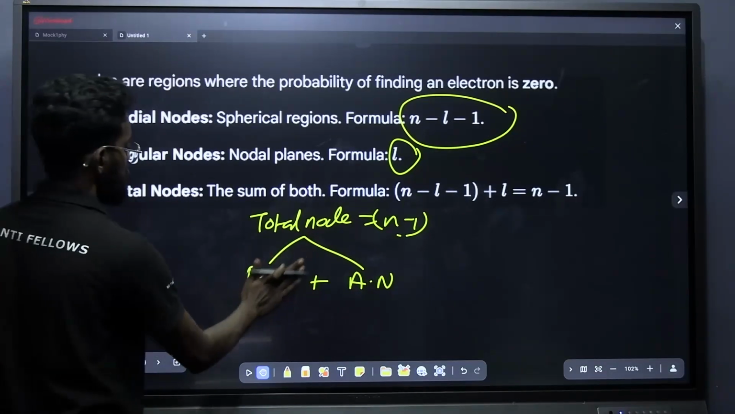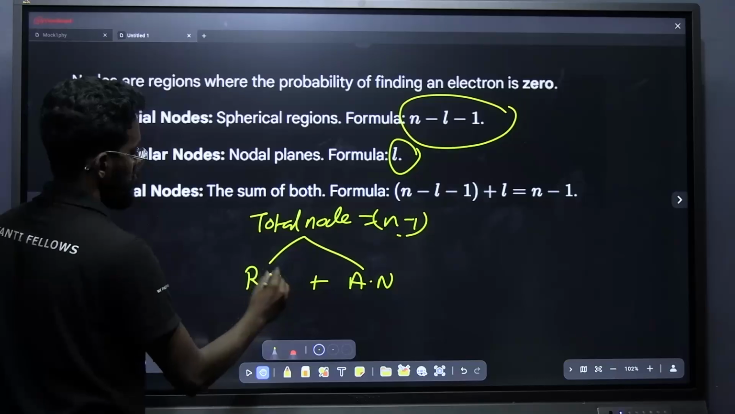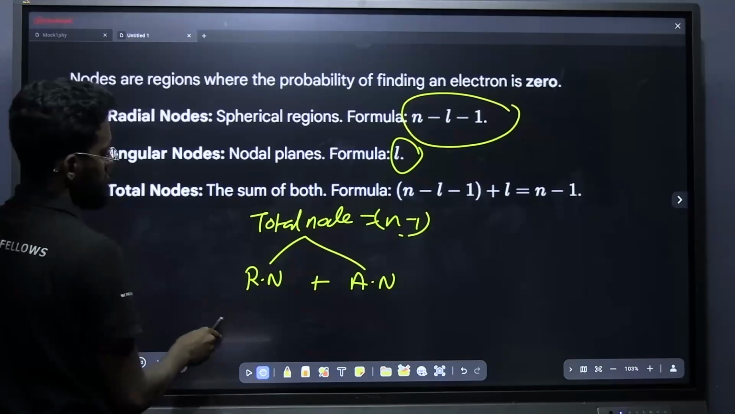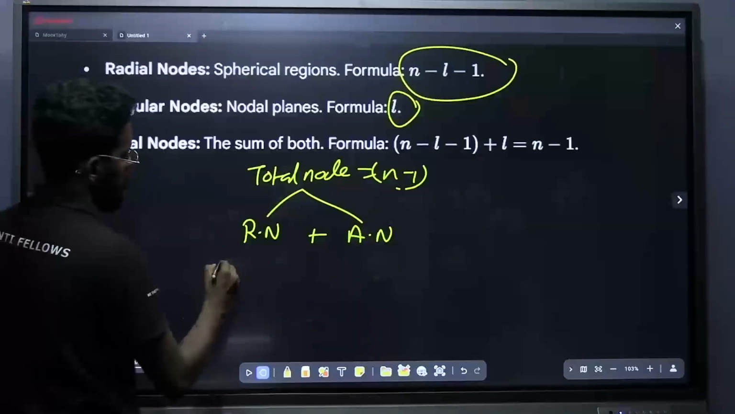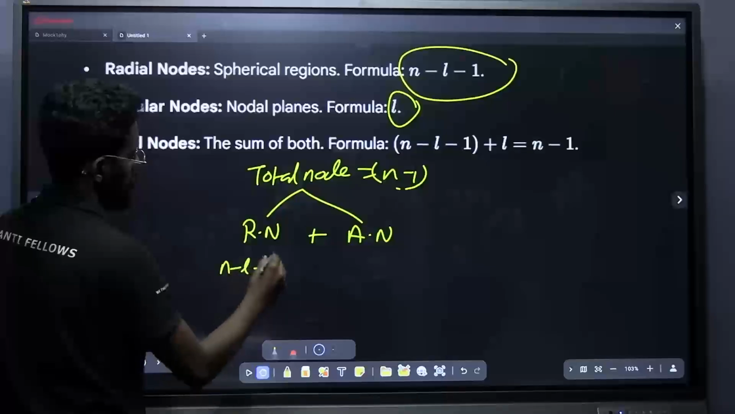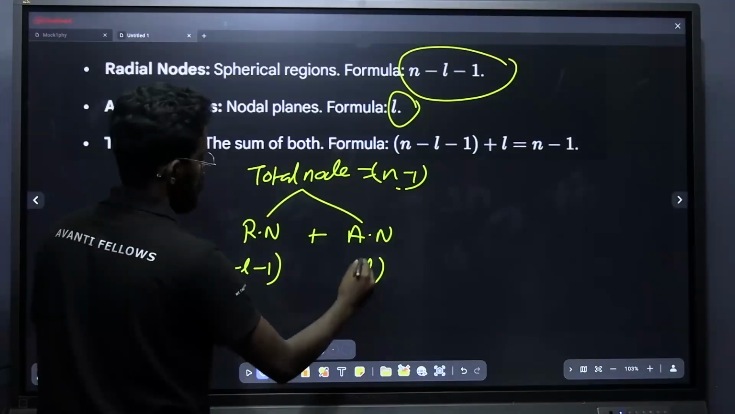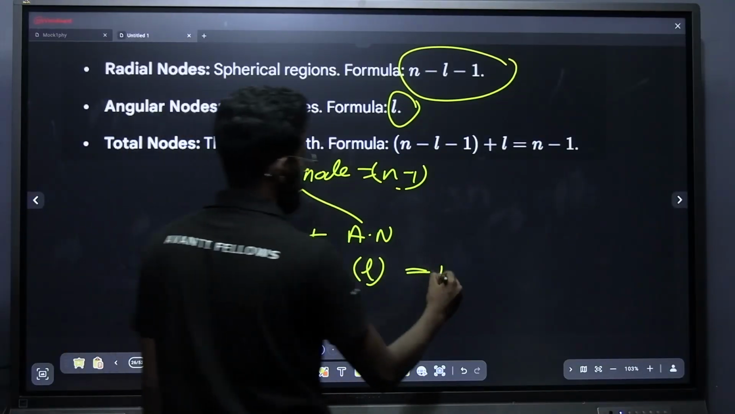What is the radial node equation? n minus l minus 1. Angular node is the value of l. On summing up, we will be getting n minus 1.